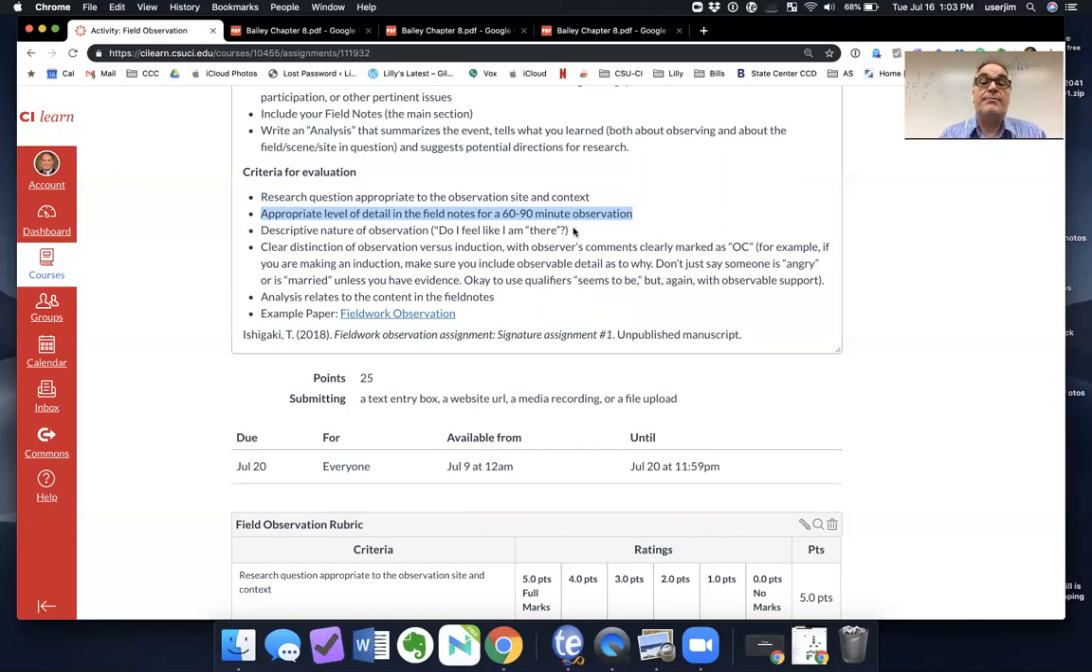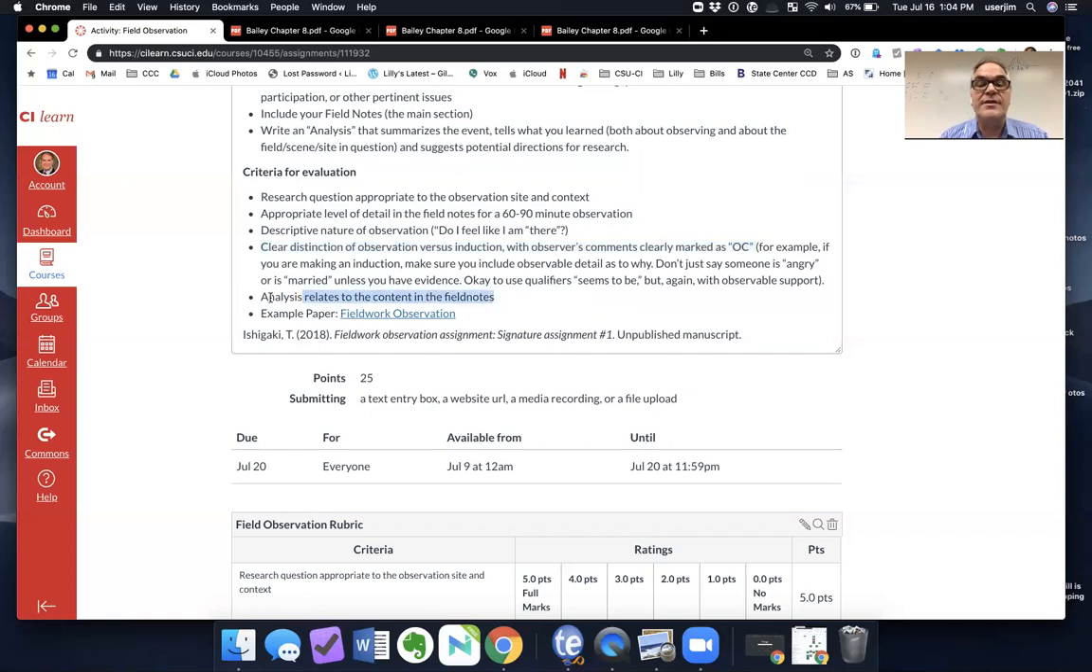Then describe the nature of your observation. I'm sorry, the descriptive. In terms of the narrative account, do I feel like I really was there? That's an important thing. This is the point I just iterated. A clear distinction between observation and induction is the kind of point that I'm getting at. Do you very clearly separate the two out from each other, your fact and opinion?